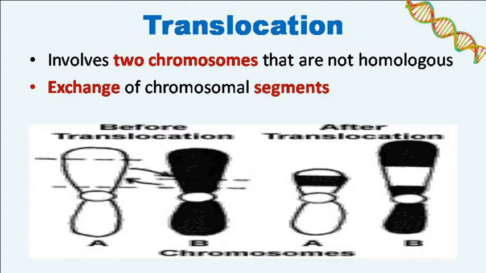Here in this diagram it is shown that there are two chromosomes. In one chromosome a certain part is deleted, and in the second chromosome also a certain part gets cut, and there is an exchange of these parts between the two chromosomes. So after translocation, the sequence of genes on these two chromosomes has changed.